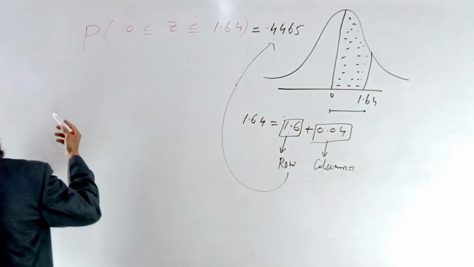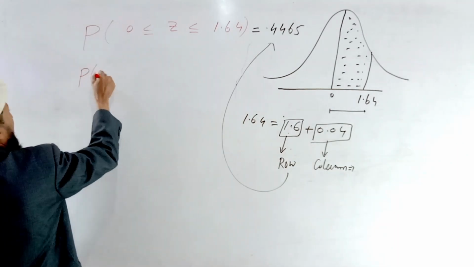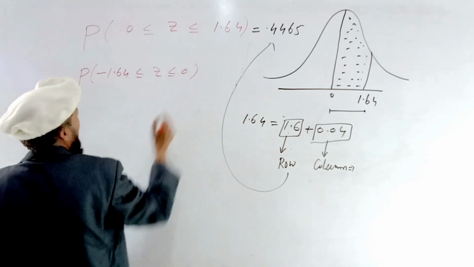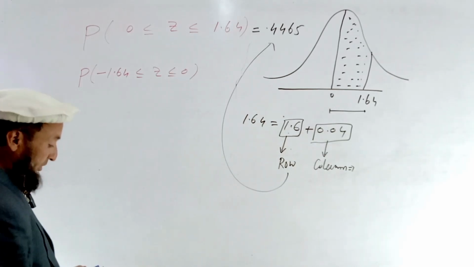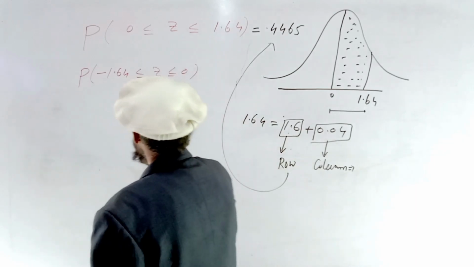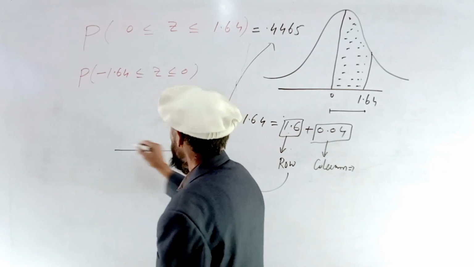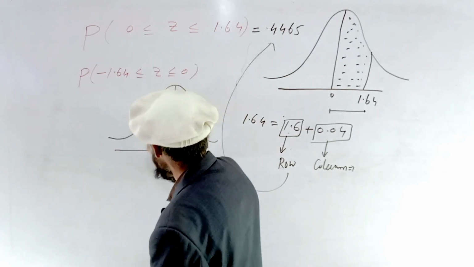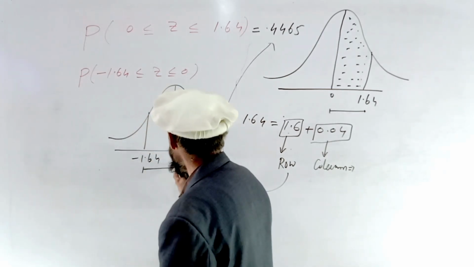Similarly, for the negative, probability of minus 1.64 less than or equal to z less than or equal to 0, we get the same result. There will be no effect on the question. The tail is on the left hand side, so we draw the curve here: 0 and minus 1.64. This area is required.